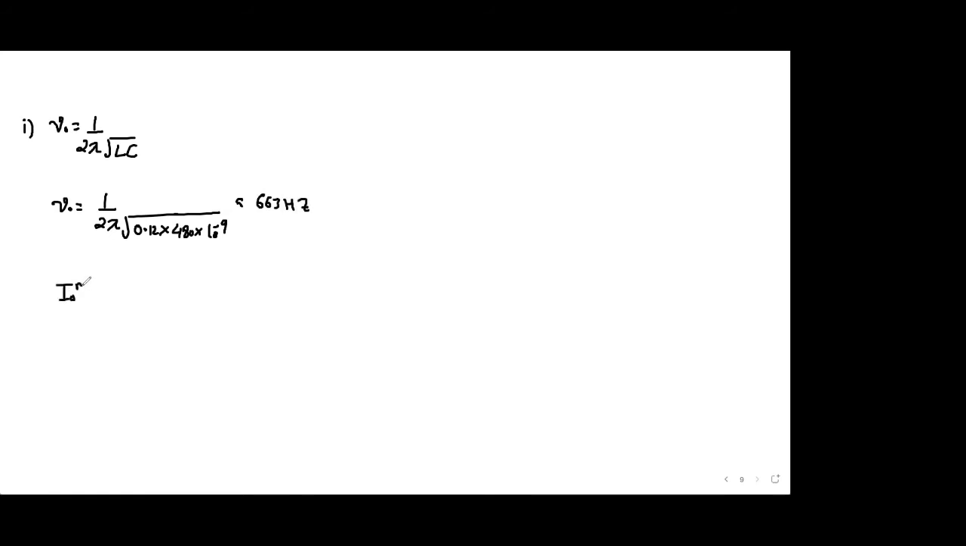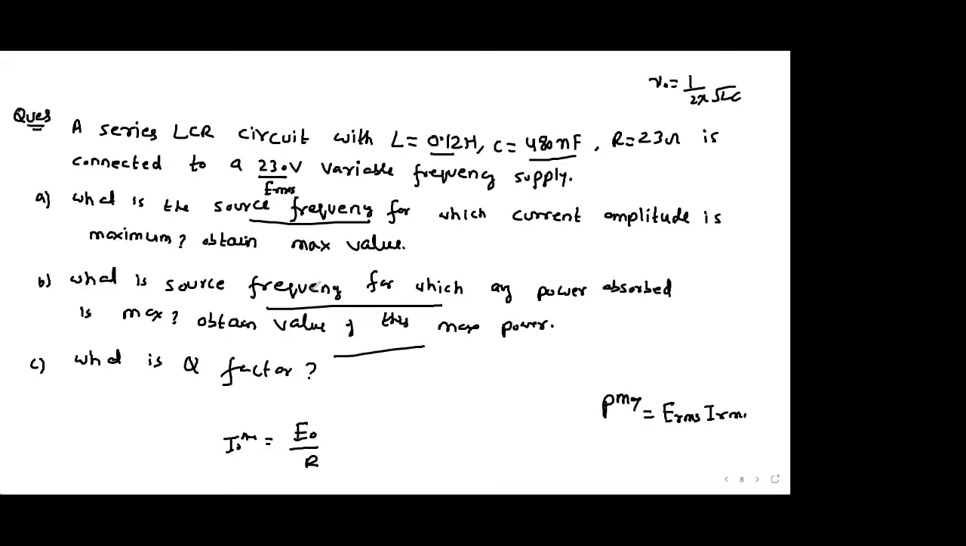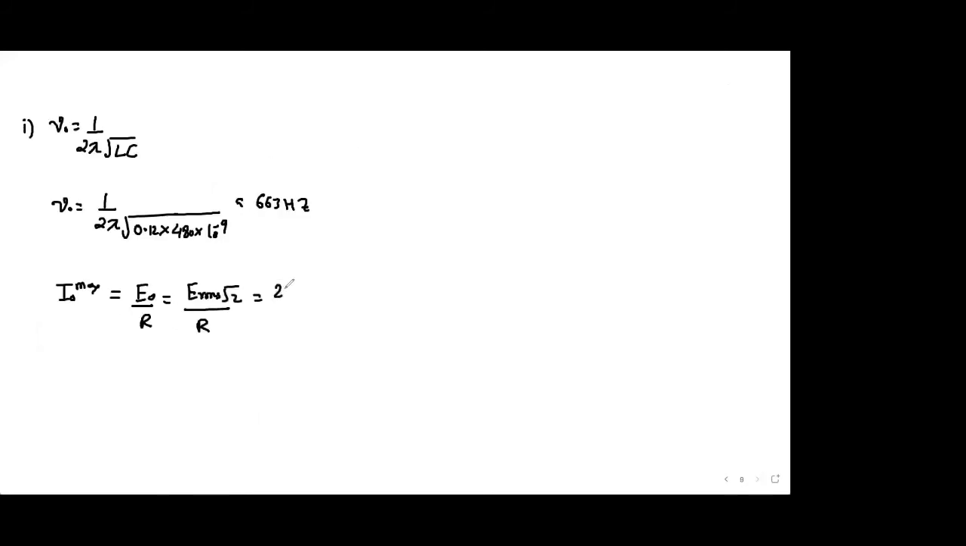Now, if you want the peak value of current I naught max, that is basically E naught divided by R. You can write this E naught in terms of E RMS. E naught is E RMS multiplied by root 2, divided by R. So it is given that E RMS is this 230 and your R is 23 ohm. So it's 230 by 23 into root 2. It gets cancelled out. So this is I naught max, which is basically 10 root 2 ampere. So that's the first part of the question.